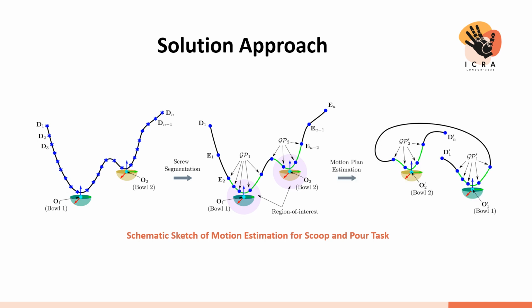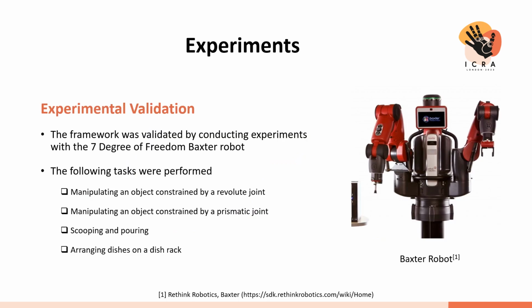Given a new task instance, we express the screw parameters extracted from the demonstrations relative to the new object poses and use screw linear interpolation between consecutive screw segments to perform the task. Using screw linear interpolation ensures that the constant screw constraints are satisfied during execution. To experimentally validate our framework, we conducted experiments with a 7-degree of freedom Baxter robot. We conducted a total of 118 experimental trials across 4 tasks.